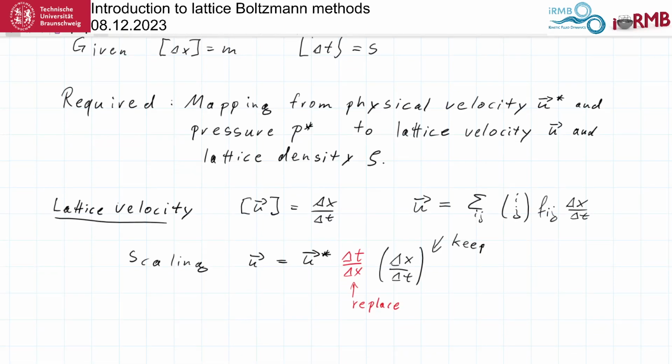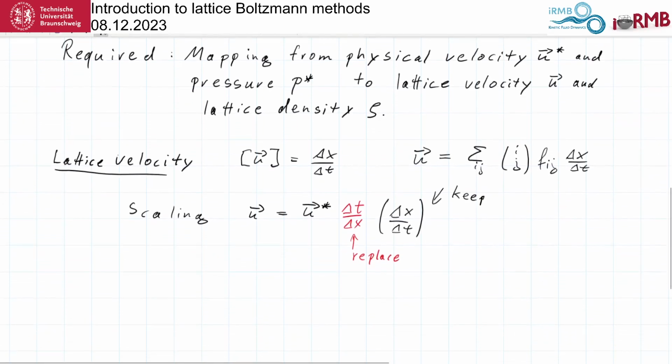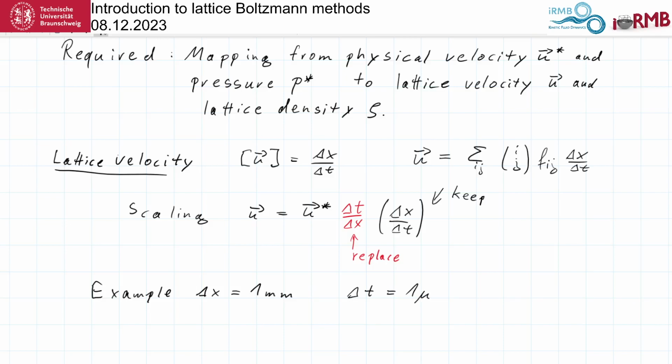What I mean by this is, for example, we have to know, of course, what they are. So say delta x, for example, could be 1 millimeter. We just had it as 1 meter, but say it's much smaller. And delta t is 1 microsecond. And say the velocity that we are concerned with is 0.1 meter per second.